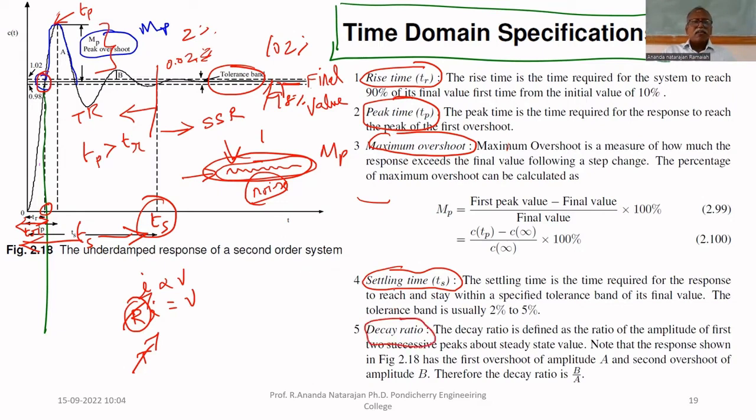The decay ratio: the amplitude of the overshoot is decreasing. At what rate does it decrease? Suppose the first overshoot is A and the second overshoot is B. Then B by A is called the decay ratio. It decreases at the rate of B by A. The ratio between the second overshoot and the first overshoot is called the decay ratio.